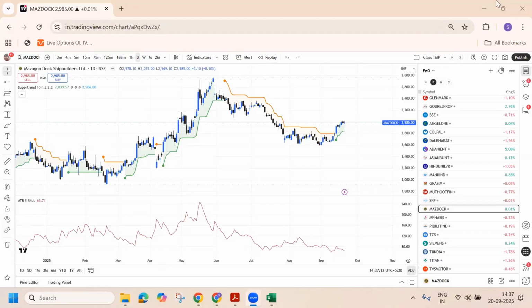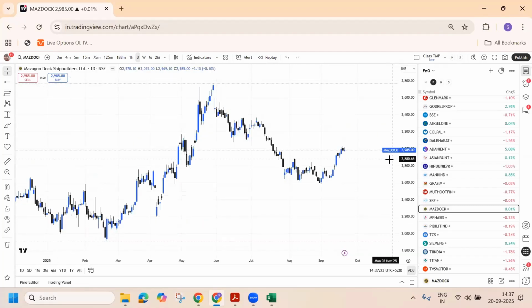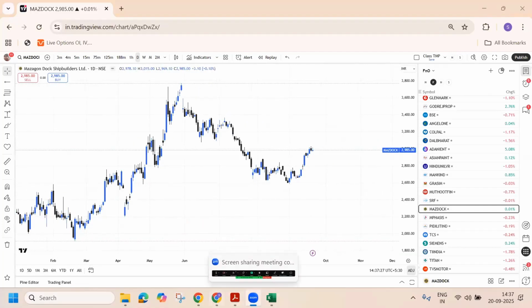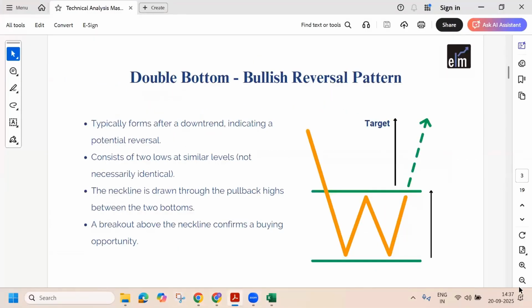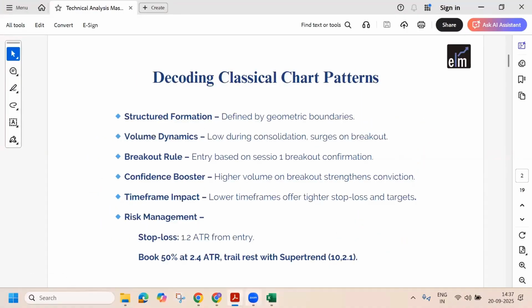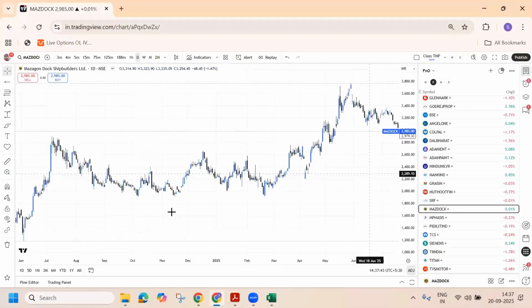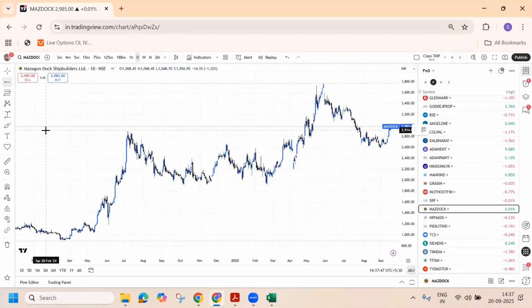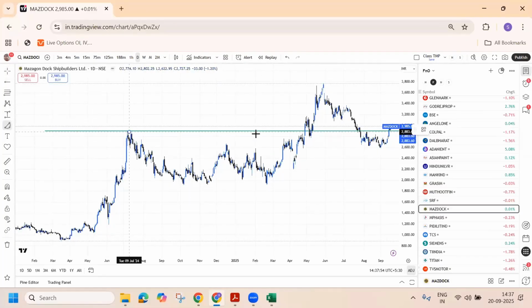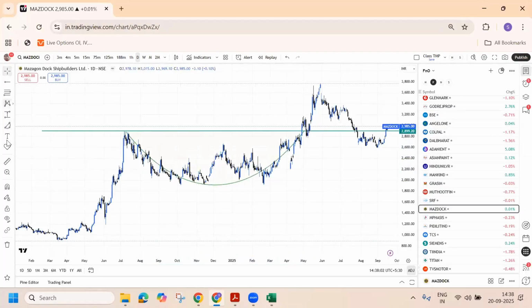Now, before going to the next topic, we will learn only 2-3 patterns today, because the remaining patterns we will learn in the very next class. This is the classical chart pattern. Now, think about what a classical chart pattern is. In a chart, there will be areas which form a certain pattern, like Mazagon, where you can see a round-shaped consolidation, which is called a rounding bottom. We will learn this in the next class.